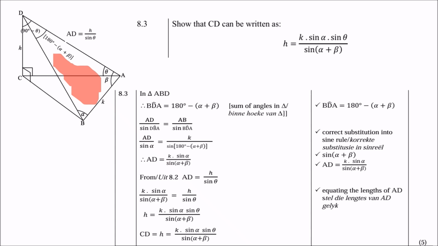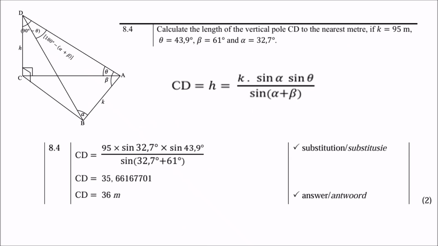Question 8.4. Calculate the length of the vertical pole, which is known as CD, to the nearest meter if K is 95 meters, theta is 43.9 degrees, beta is 61 degrees, and alpha is 32.7. So now we already know the formula from the previous question. So therefore we just do straight substitution. And of course the rest is calculator work. Remember the nearest meter. So 35.66 becomes 36 meters.